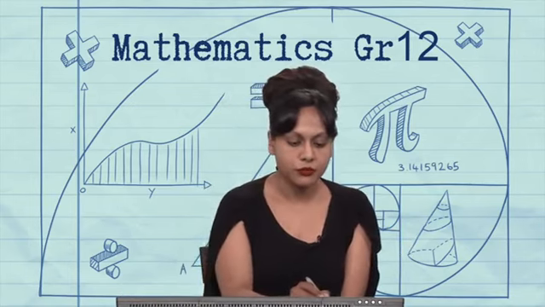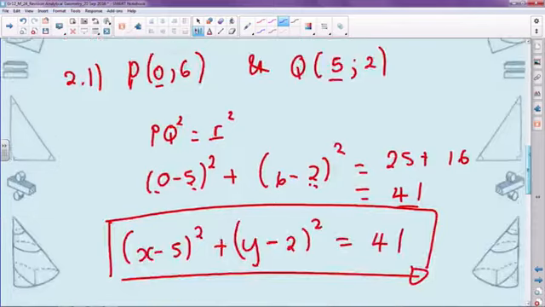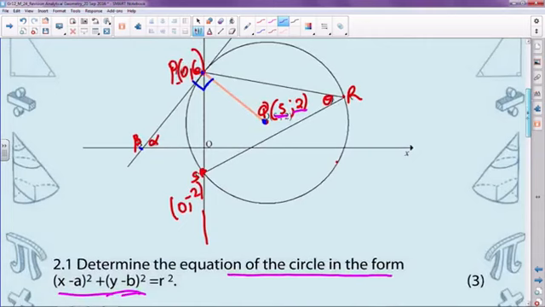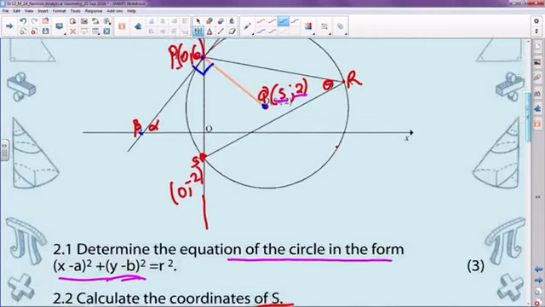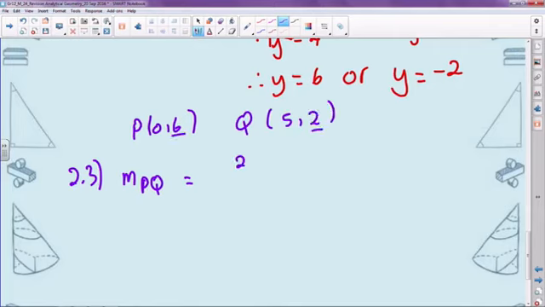All right, so this is now 2.3. The gradient, firstly, of the radius. Remember, we have to work out the gradient of this radius first to help us to work out the gradient of the other line. So the gradient of PQ, okay, is going to be equal to, so we know that the point P is 0, 6, and the point Q was 5 and 2. So the gradient will be y2 minus y1 over x2 minus x1. 2 minus 6 is negative 4 divided by 5.